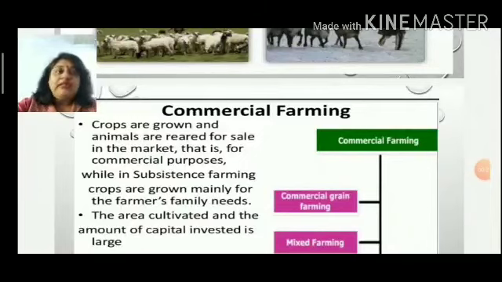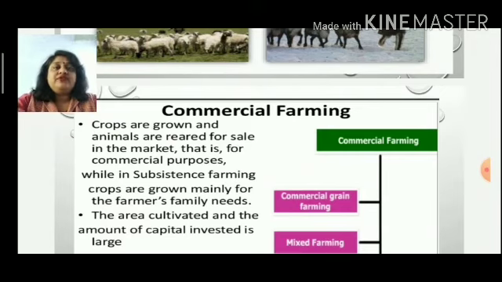So welcome you all. So here we are having with the new topic, that is commercial farming. In the last classroom we studied about what? About types of farming, that is subsistence, and another one we are studying, that is commercial farming. So crops, in this type of farming, crops are grown and animals are reared for sale in the market. You can see on the screen the word commercial.